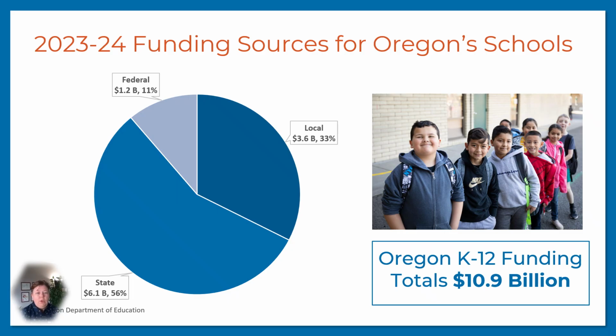What you see on the screen is a graph representing the 23-24 funding sources for Oregon's public schools. As you can see, the majority of that funding, about 56%, was from state resources. There was also about 33% from local sources and about 11% from federal sources. In total, for the 23-24 school year, Oregon's K-12 schools received about $10.9 billion in funding from these three sources.